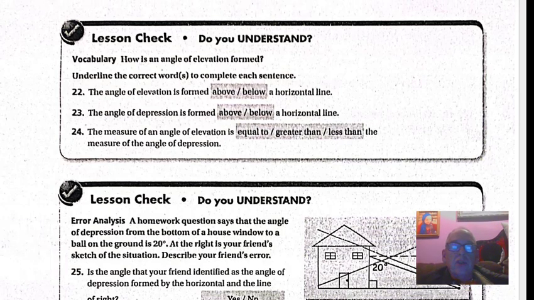The angle of elevation is formed, so here's a horizontal line. The angle of elevation is formed above a horizontal line. The angle of depression is formed below a horizontal line. The measure of an angle of elevation is equal to the angle of depression because of the alternate interior angle pattern.